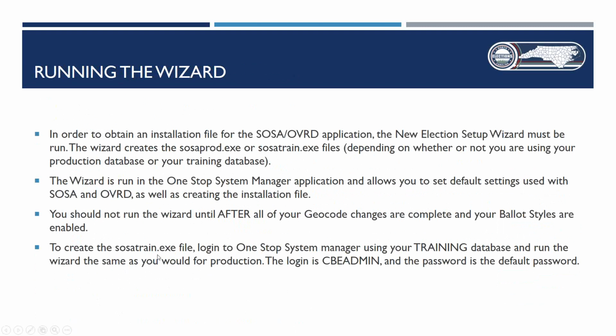And then again, training, you won't probably need this again until closer to the actual election, because you've just trained everyone for One Stop. But if you need to install training or work in training, just remember that you have to log into the training database, not your production. And that login for training is CBE admin. You will not be able to log into training as your regular Seams user.